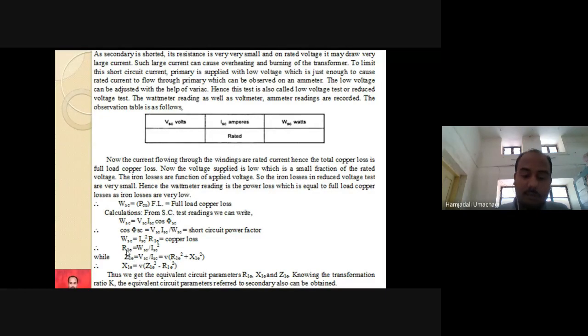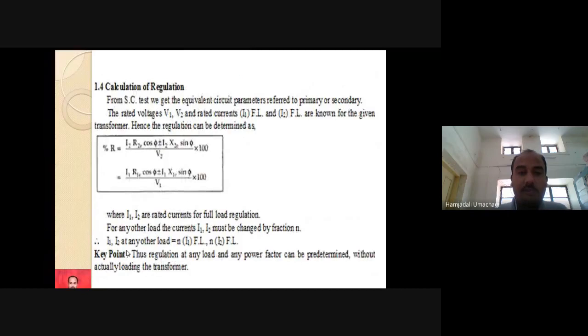these equivalent circuit parameters, we are going to find out the performance characteristics, that is the regulation of the transformer, given by the formula: percentage regulation is equal to I2 R2E, secondary current times secondary equivalent resistance, cos phi, plus or minus secondary current times equivalent secondary reactance, sin phi, divided by load terminal voltage V2, into 100. I should take the plus sign if the connected load is inductive in nature. I should take the minus sign if the connected load is capacitive in nature. Is it clear, all of you?